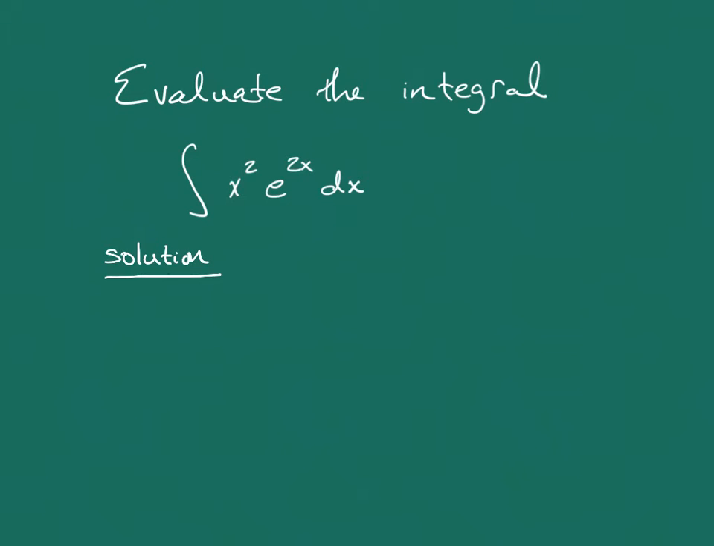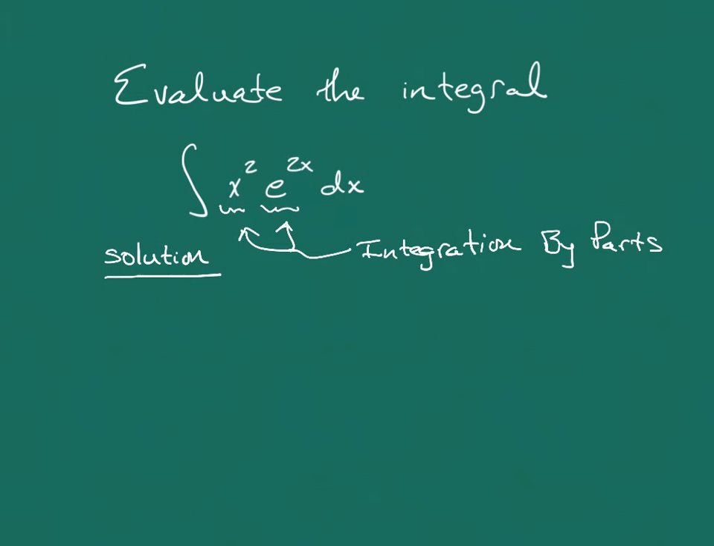Well, one thing that we notice off the bat is that we have a product of two functions. We've definitely got our x squared as being one function, and we've got e to the 2x being another function, and so those things tell us right off the bat that probably integration by parts is going to be a technique that may help us in solving this problem.